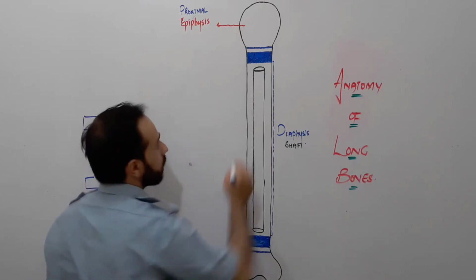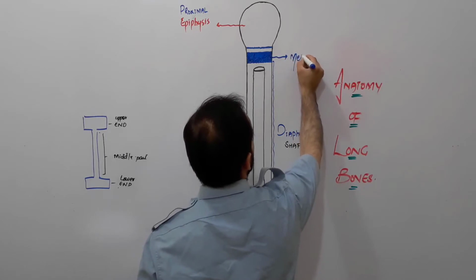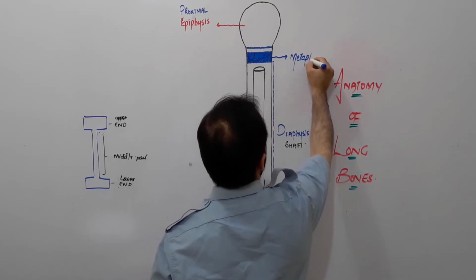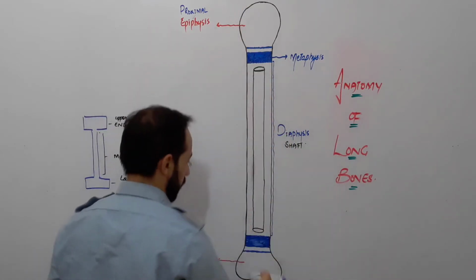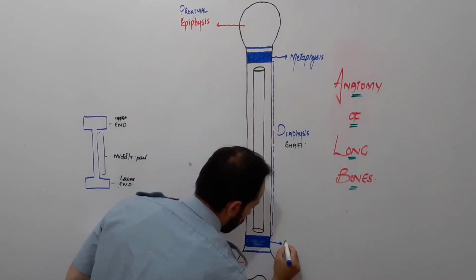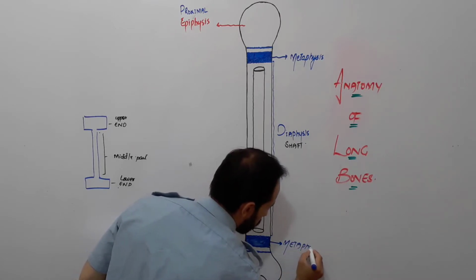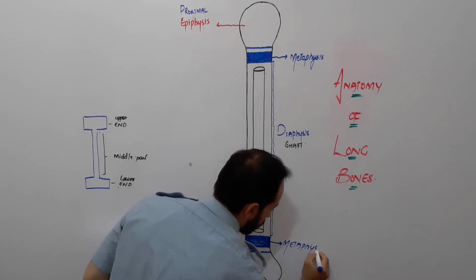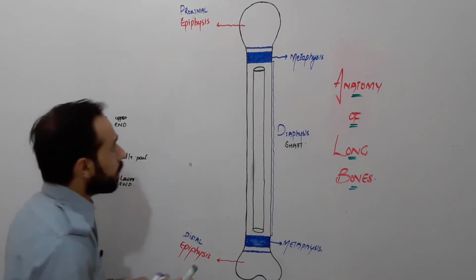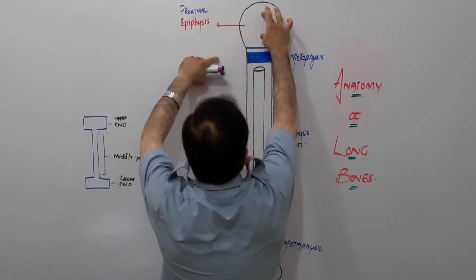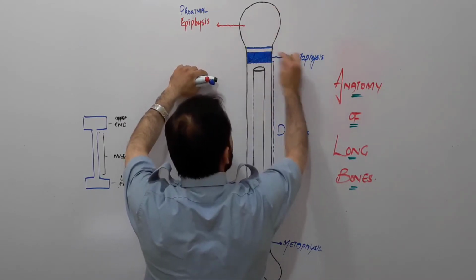Now let me name it here. This is metaphysis, right? Either proximal metaphysis or distal metaphysis. So this is also metaphysis. I hope you are understanding me. This is your epiphysis and this is your metaphysis.